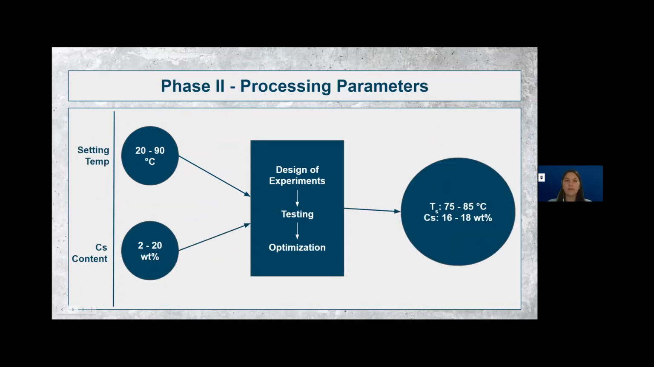For Phase 2, the focus was to determine the optimal processing parameters of setting temperature and cesium content. The software was once again used for experimental design with the ranges shown here. Leachability tests, Archimedes principle tests, and compressive tests were conducted to measure the leaching index, open porosity, and compressive strength. With our data, we maximized the leaching index and compressive strength while minimizing open porosity to determine the ideal setting conditions to be 75 to 85 degrees Celsius and 16 to 18 weight% cesium.